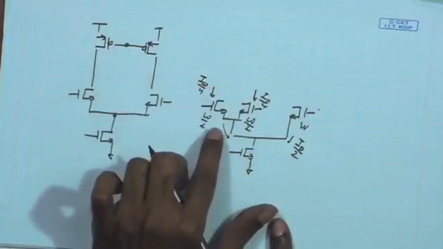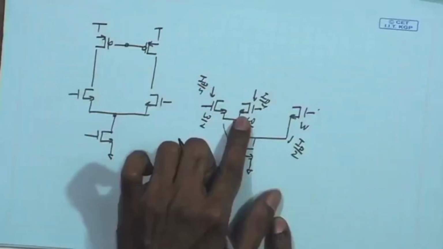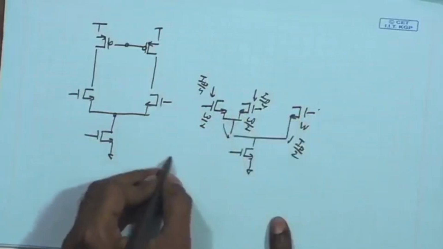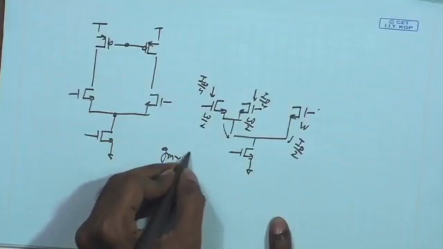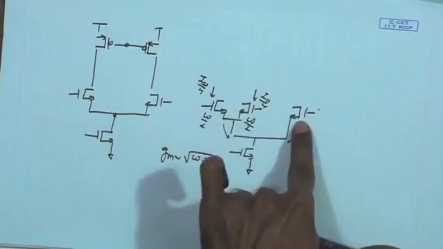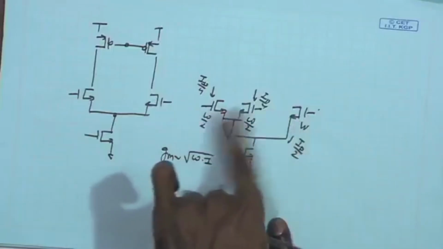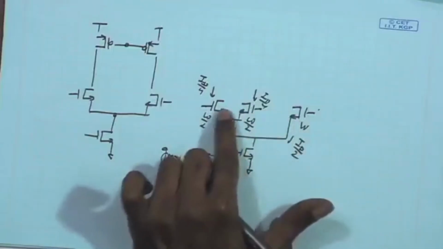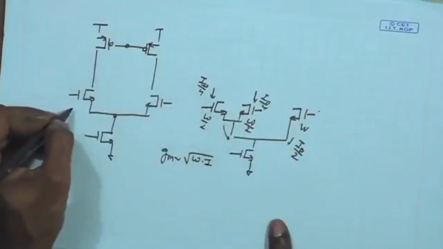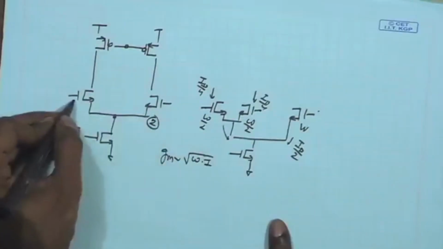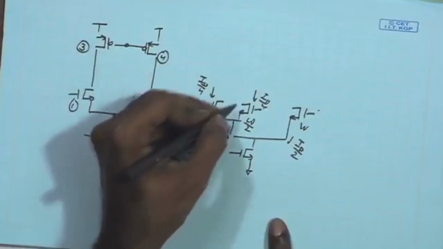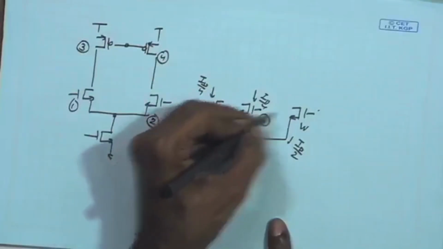As a result, the GM of these two devices will be half of the GM of the device over here, because we know that GM is proportional to root under W and I. If the W of these two is half of the W of this device, and the bias current is half, of course the GM is going to be half. Each of these is going to have half the GM of this one. Let me number this 1, 2, 3, 4, 5, and let me call this 6, 7.